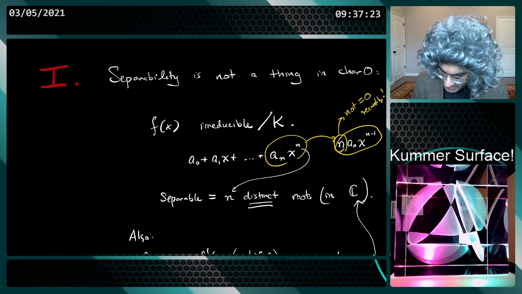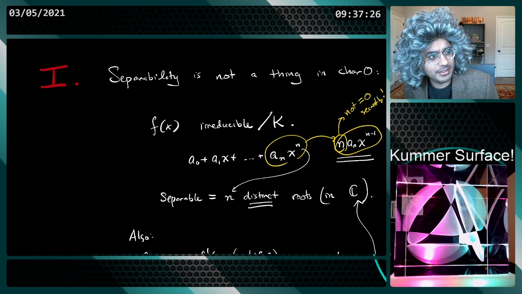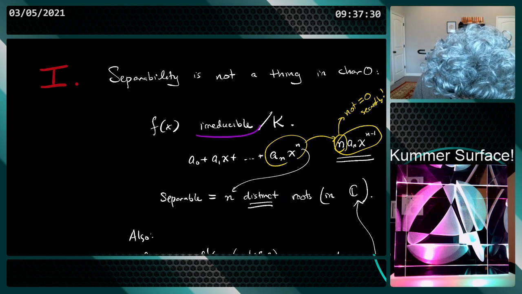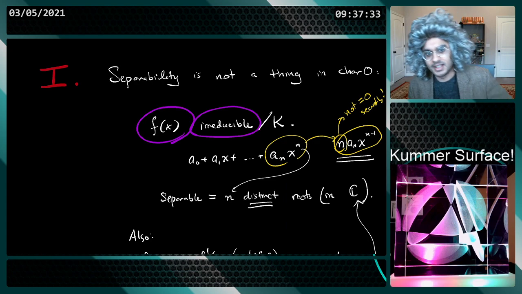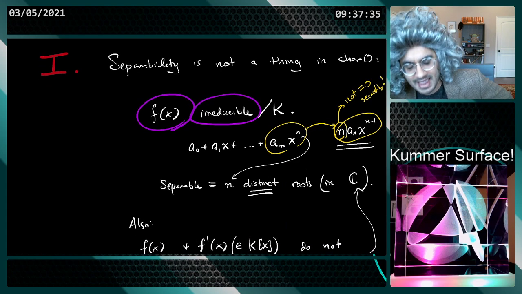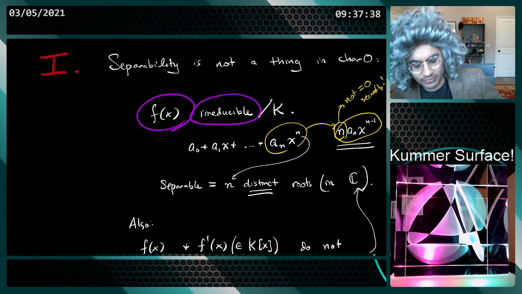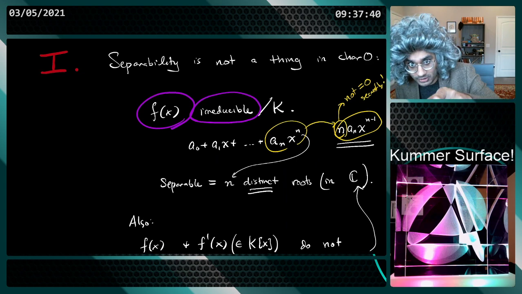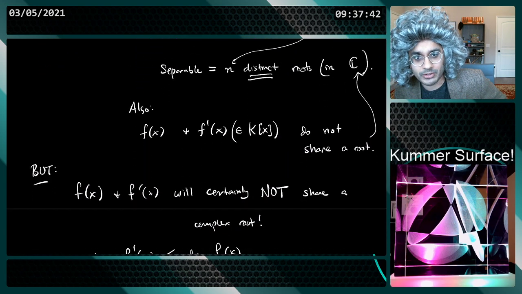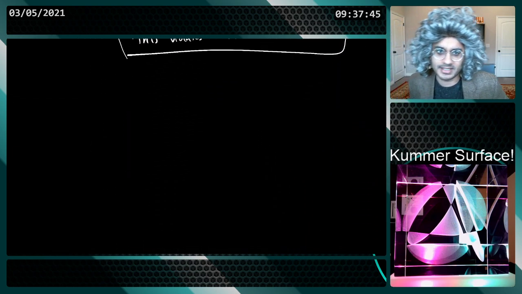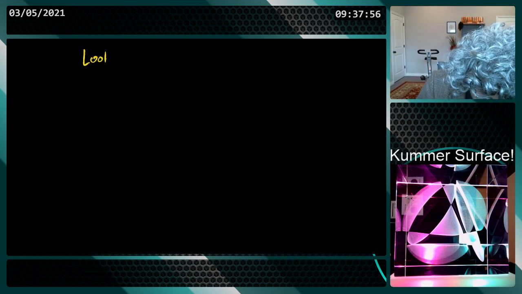You can't have the derivative of the polynomial and the polynomial share a root. Notice how it's very important that we start with an irreducible polynomial. Of course, reducible polynomials can have repeated roots. But it's all about whether irreducible polynomials have repeated roots or not. And in characteristic 0, that doesn't happen. So where will this separability show up in the proof of the Galois correspondence? I'll tell you exactly where it shows up. So look out for separability here.